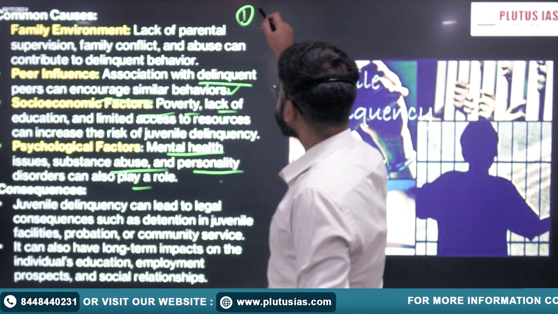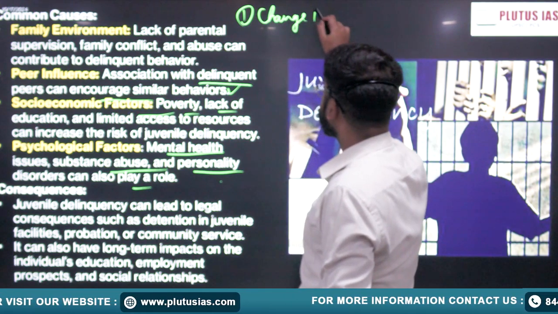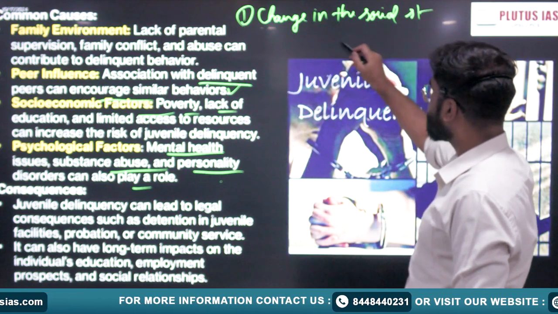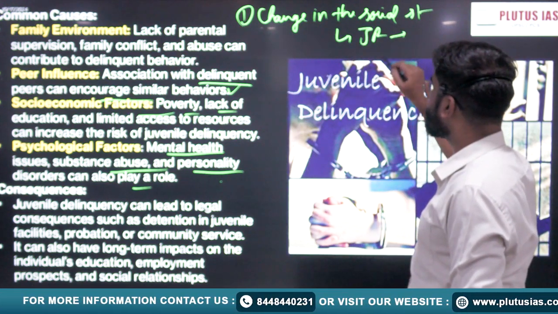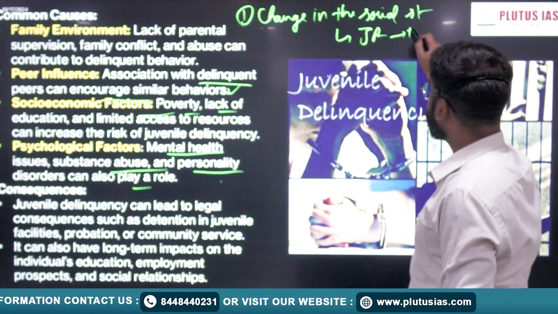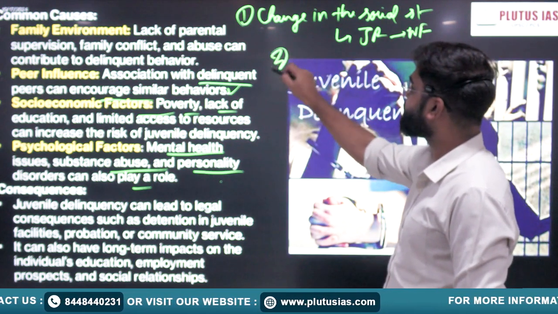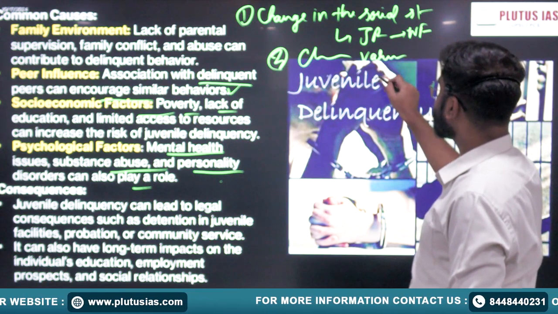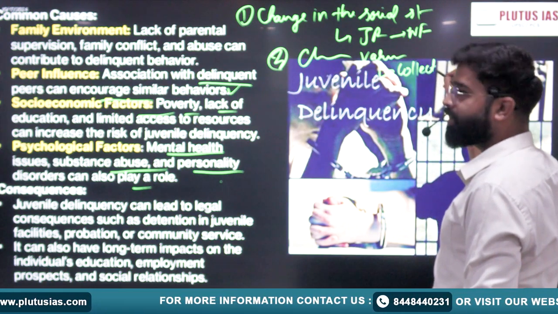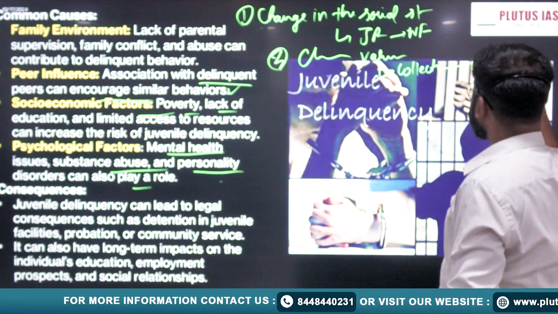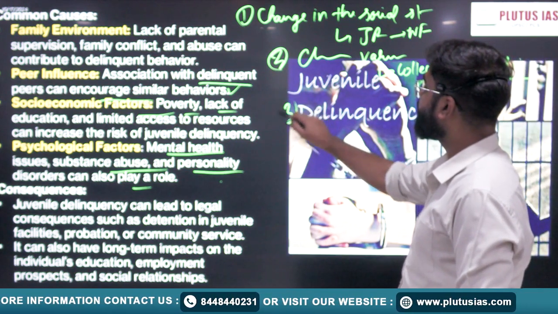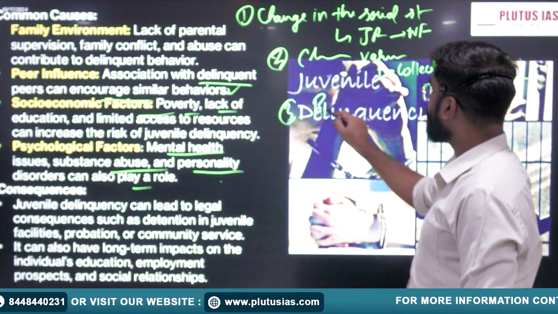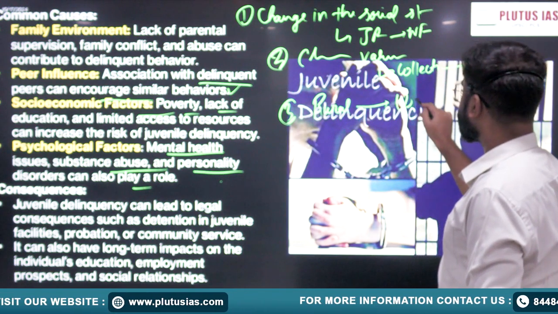Pehla, change in the social structure. Social structure, one, from joint family to nuclear family. Important hai. Second, change in the value system, that is from collectivism to individualism. And third, from rural area to urbanization.